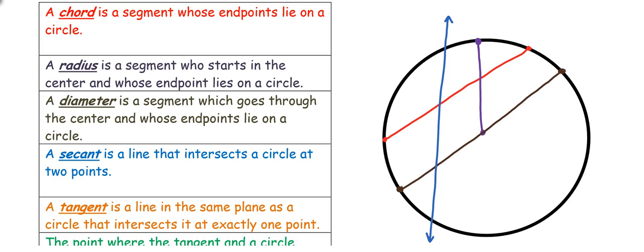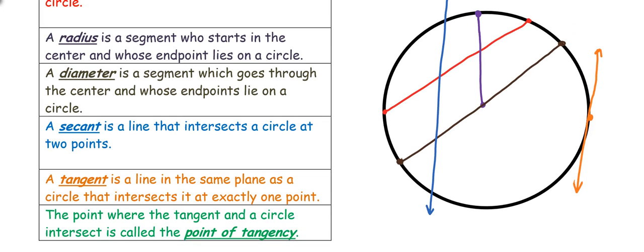A tangent is a line that hits the circle in only one spot. Basically it's brushing up against our circle and then continuing on. The point where the tangent line intersects the circle is going to be called our point of tangency. So this right here would be the point of tangency.